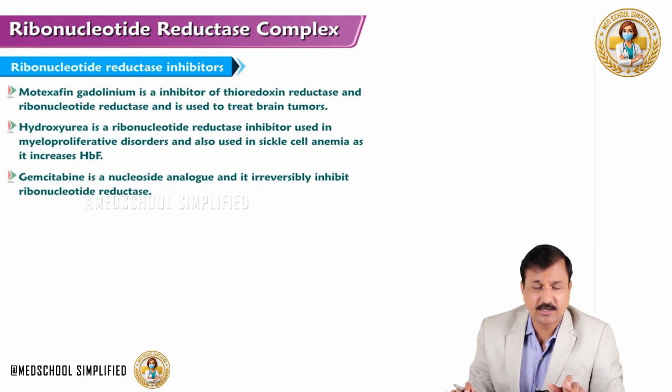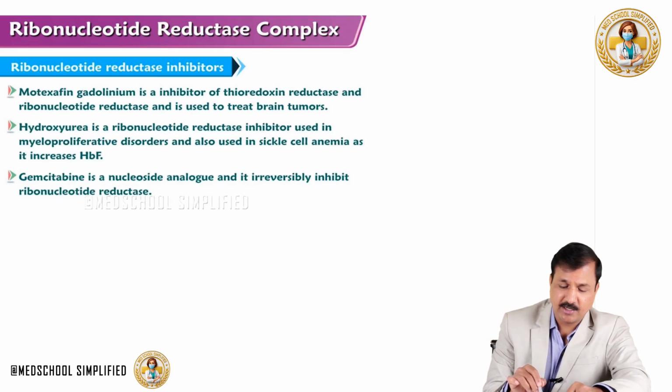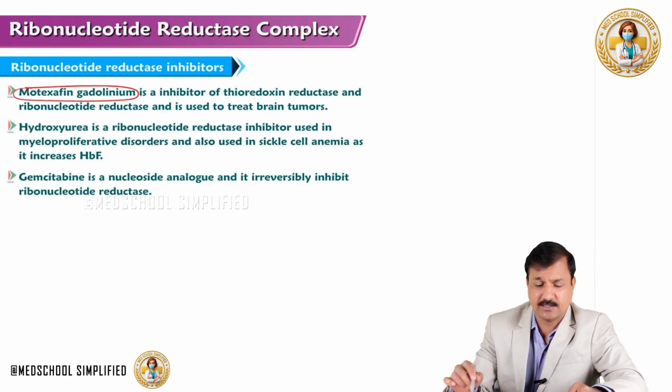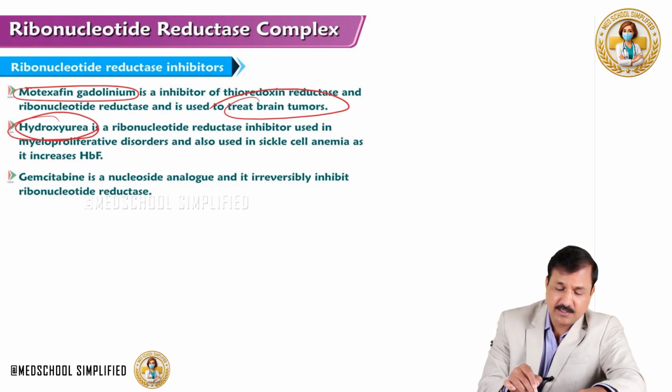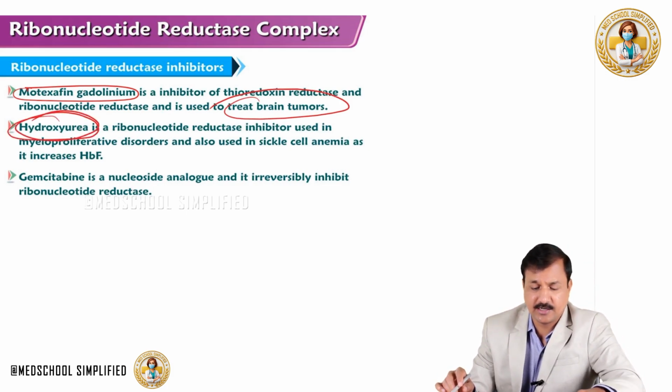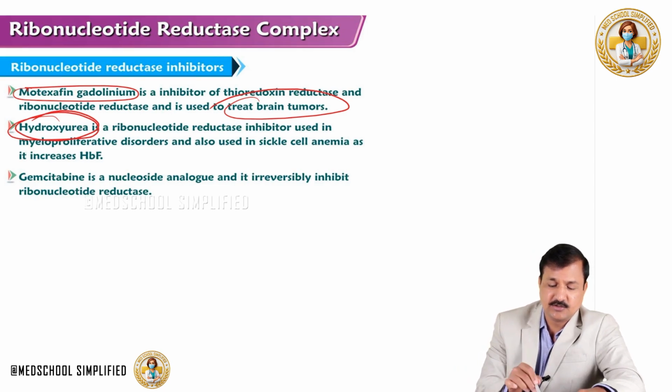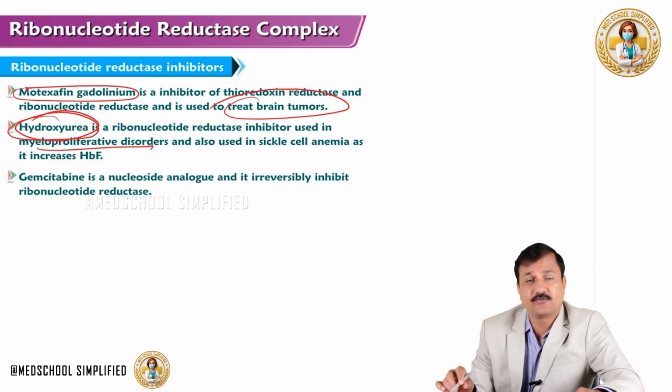Coming to ribonucleotide reductase inhibitors. So we have methoxylene gadolinium, which is an inhibitor of thioredoxin reductase and also ribonucleotide reductase. Thereby, this can be used in treatment of brain tumor. Hydroxyurea inhibits ribonucleotide reductase, and it is used in the treatment of myeloproliferative disorders.